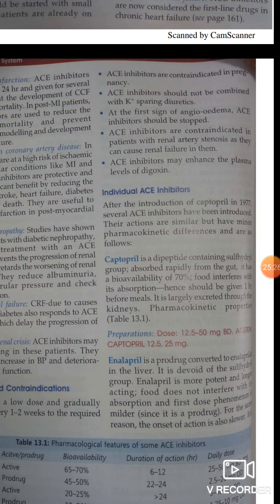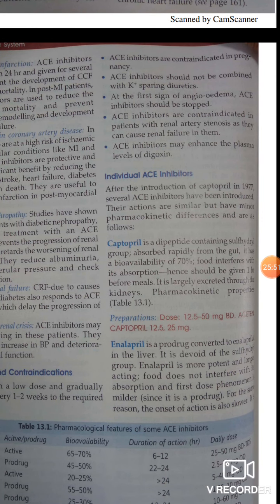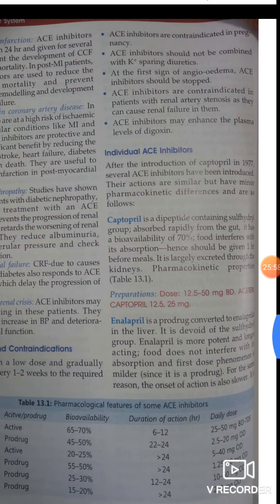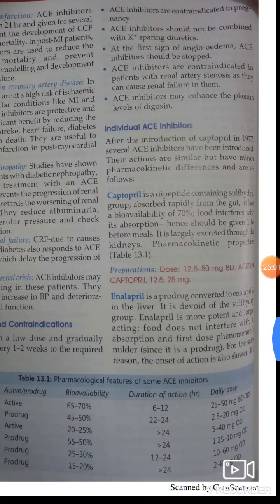Then it should not be combined with potassium sparing diuretics. The reason is that ACE inhibitors have a side effect of hyperkalemia, right? It increases the potassium level. So it should not be used with potassium sparing diuretics, because these potassium sparing diuretics will also increase the potassium level.